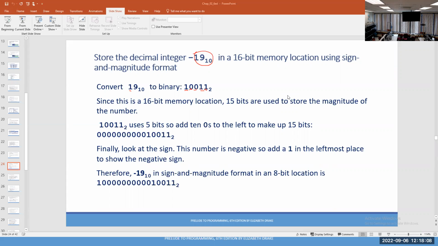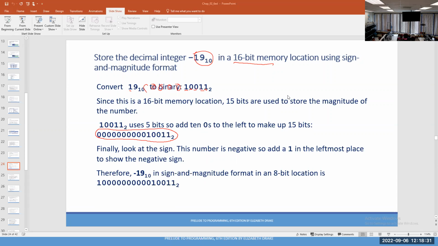Now you need to convert it to 16 bit here, not the 8 bit. Right? So you have 5 bit here. You need to add 10 bit number 0 on the left. Right? On the left, bit number 0. You need to add the 10 bit number 0. So now in total, this part here is the magnitude part.